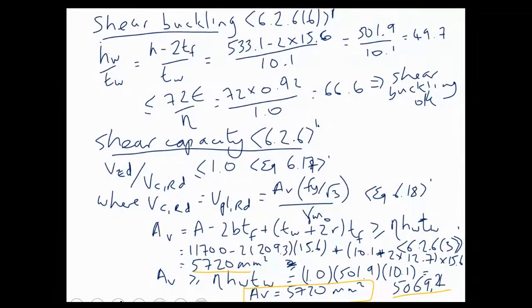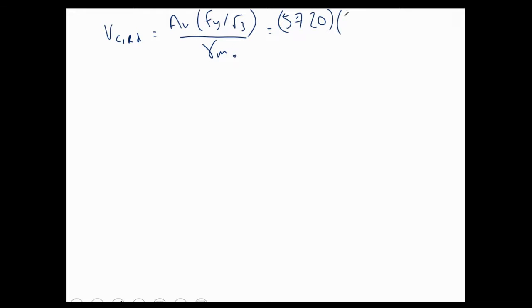Okay, so we've worked out what the shear area is. Now we can work out what the capacity of the section is. So we have the capacity of the section, VCRD, equal to AV fy divided by gamma, or so fy divided by square root of 3, which is the shear strength, divided by gamma M naught. We know the shear area that we just worked out, which was 5720 millimeter squared, multiplied by 275 newtons per millimeter squared. It's worth your while actually writing down the units, because it's easy to make sure that you have the right units in there. So I've got millimeter squared here, I've got newtons per millimeter squared here, and then I divide by gamma M naught, which is one.